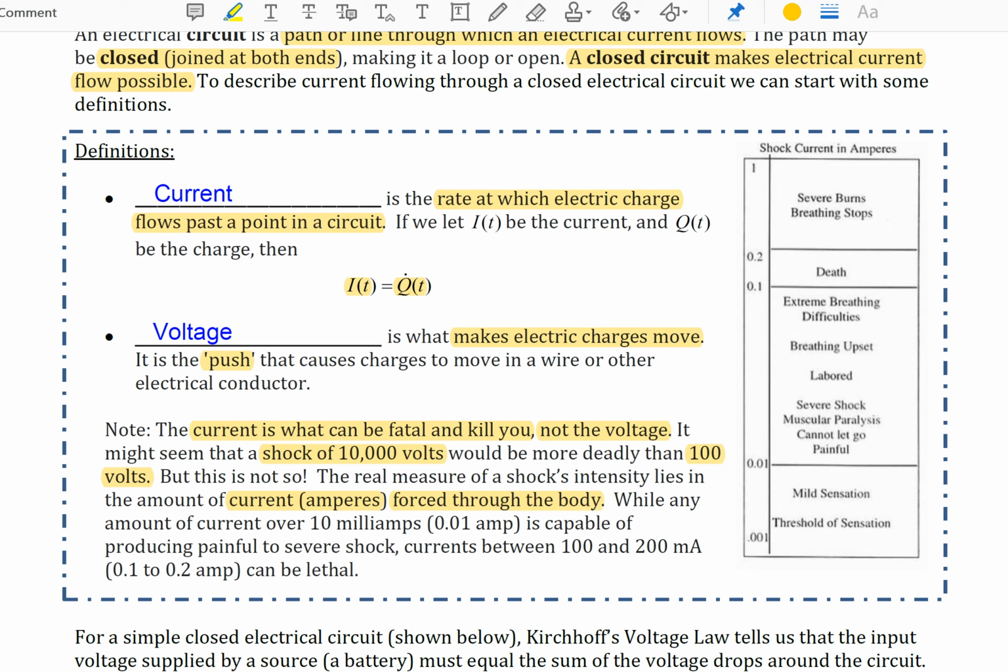While any amount of current over 10 milliamps, or 0.01 amps, is capable of producing painful or severe shock, it's currents between 100 and 200 milliamps, 0.1 or 0.2 amps, that can be lethal. So this would be your lethal range for electrical shock.